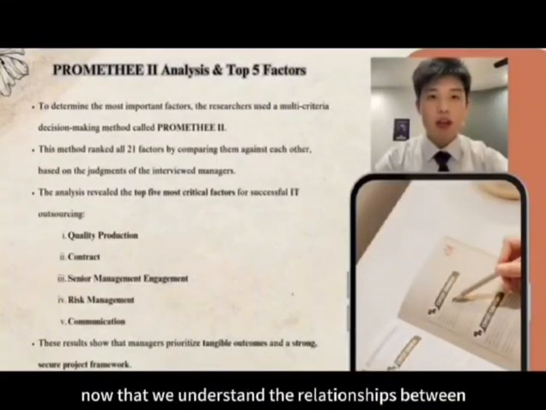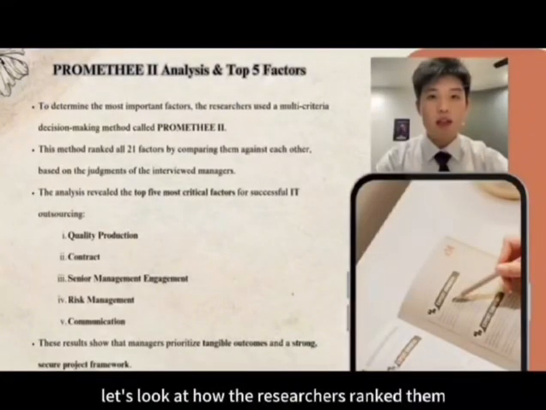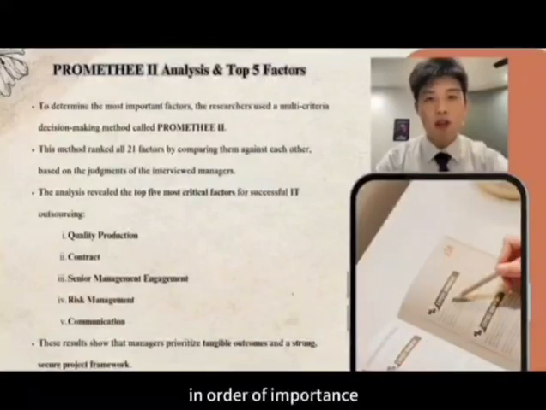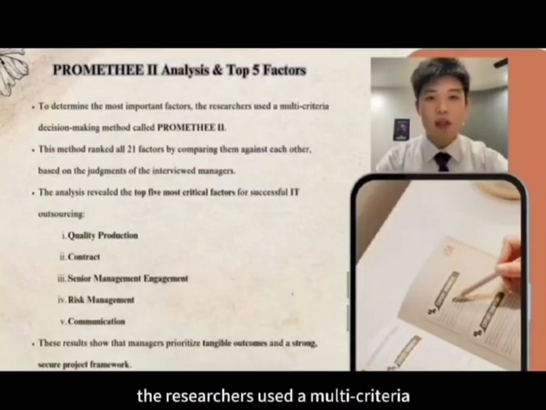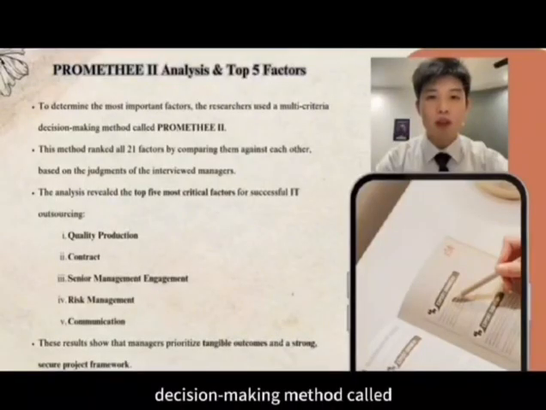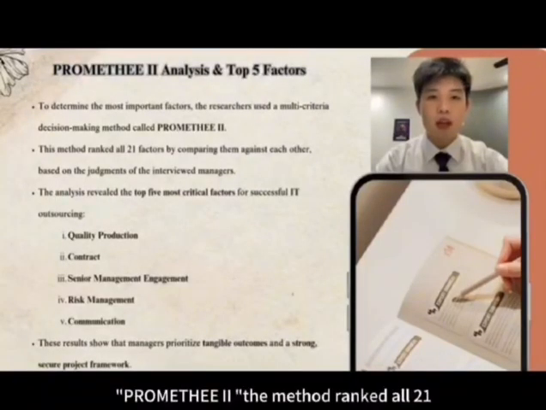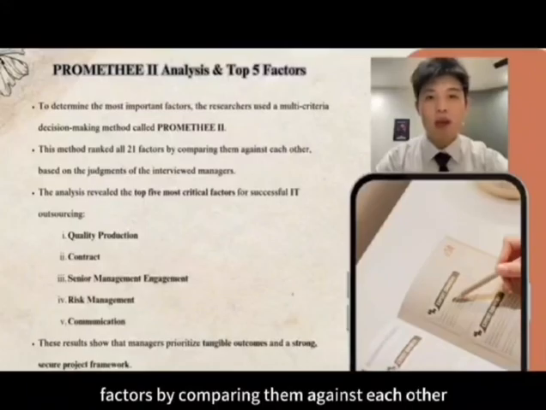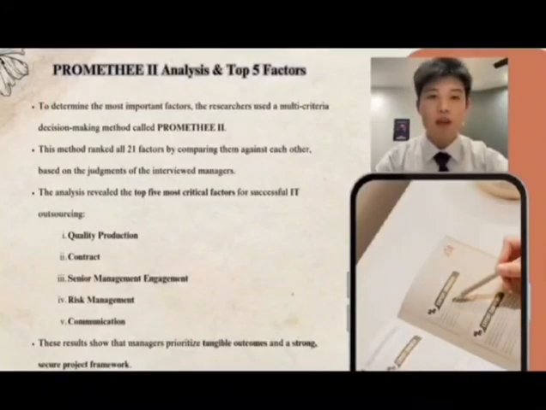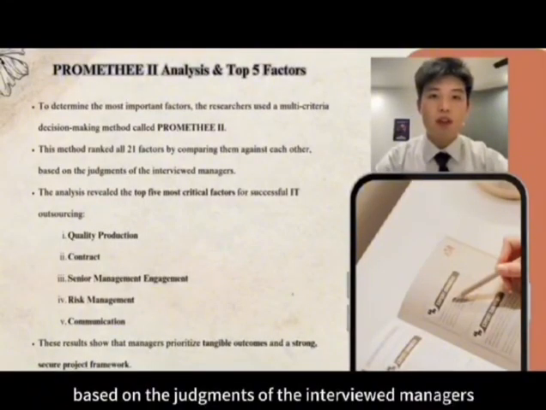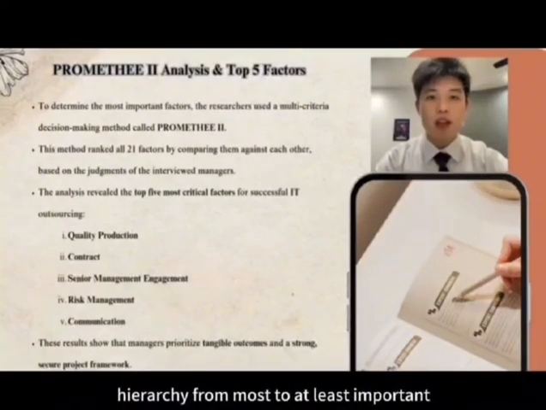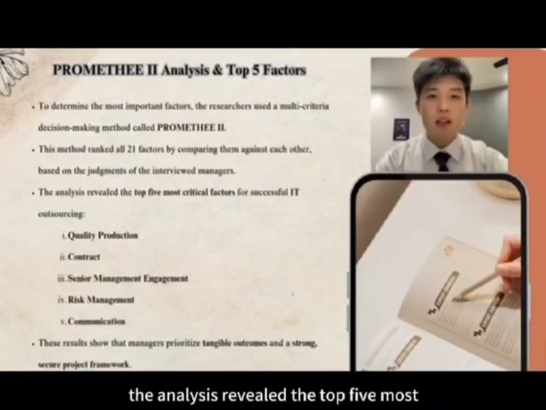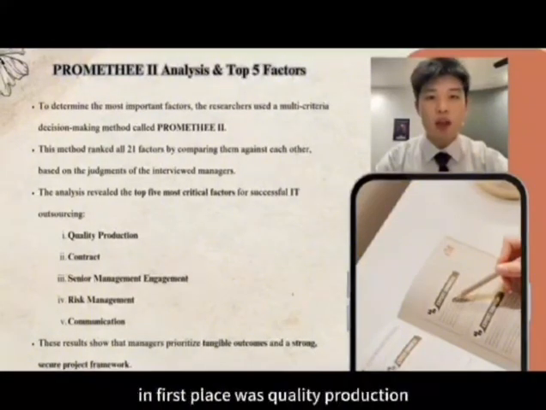Now that we understand the relationships between the factor groups, let's look at how the researchers ranked them in order of importance. To determine the most important factors, the researchers used a multi-criteria decision-making method called PROMETHEE II. The method ranked all 21 factors by comparing them against each other. Based on the judgments of the interviewed managers, it provides a clear and complete hierarchy from most to least important. The analysis revealed the top 5 most critical factors for successful IT outsourcing.